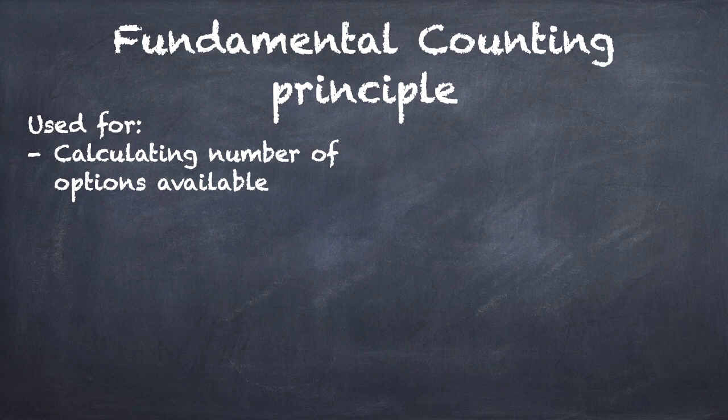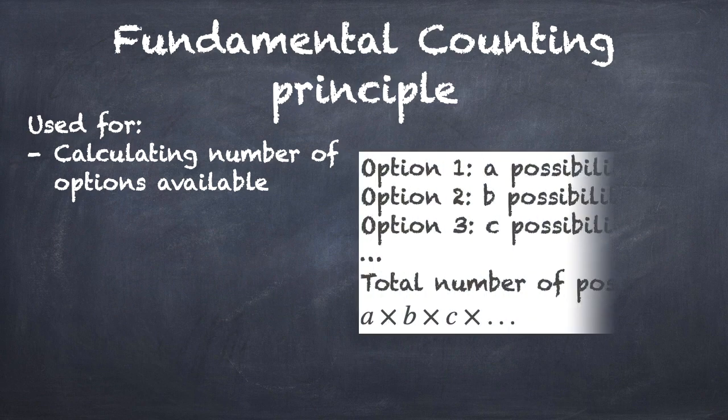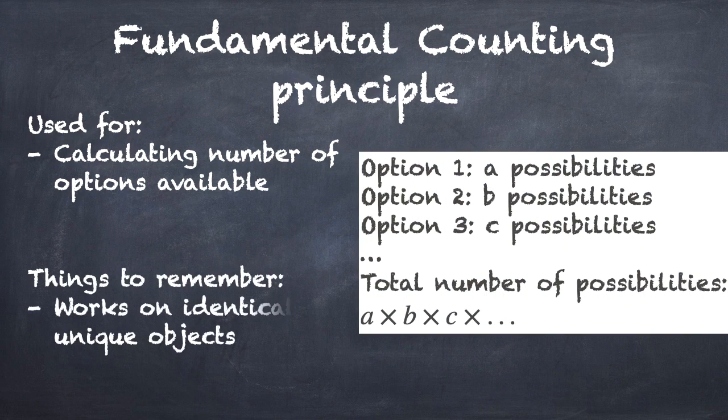What I have to remember with the fundamental counting principle is that it works on identical as well as on unique objects. With unique objects, we are going to have a look at how it works when I have, for instance, 5 different cities I need to visit, or I've got 7 different people to choose from. With identical objects, it could be the shuffling of words. It could be rearranging numbers, for instance. Those are all identical objects.